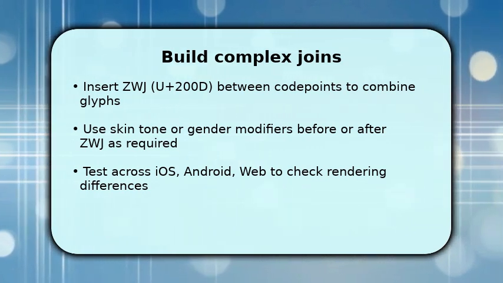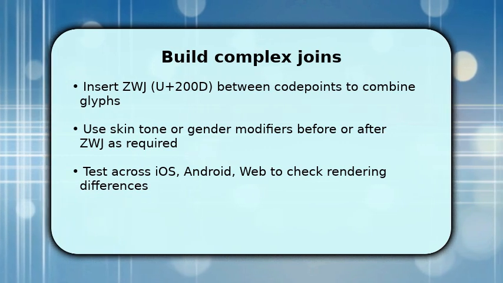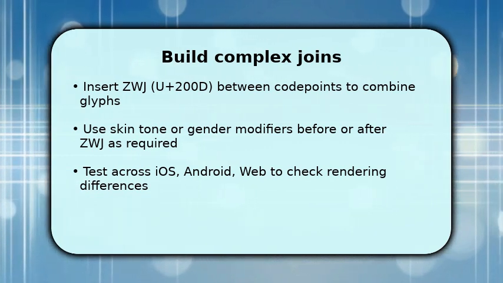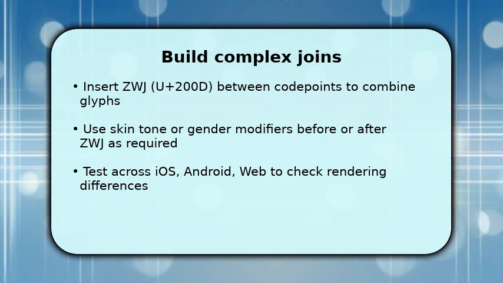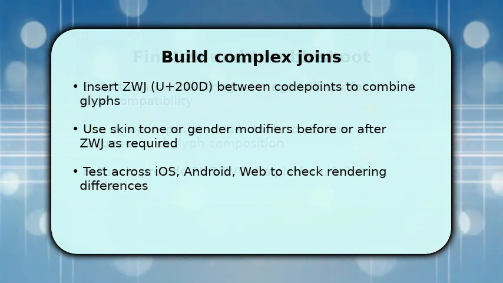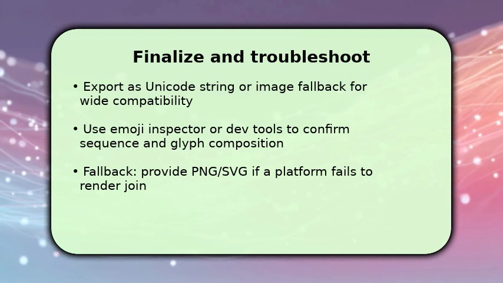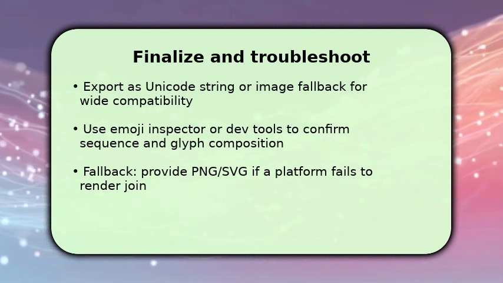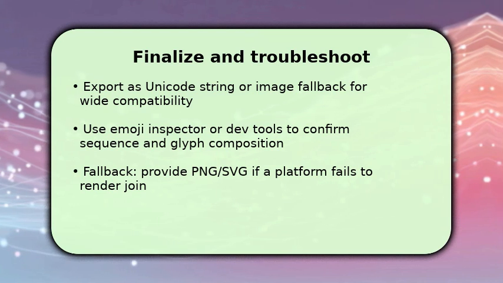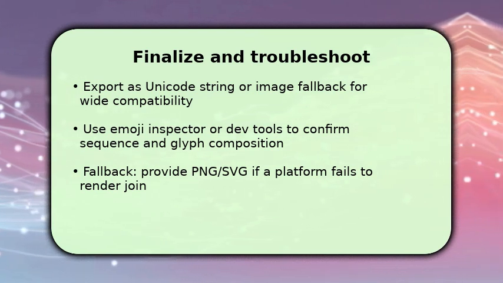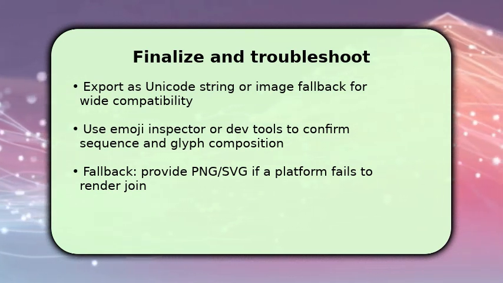If you plan to distribute, package as a sticker or image fallback, since not all platforms render long ZWJ sequences identically. To finish, export the final sequence as a Unicode string when platform support exists. Otherwise, create an image fallback so everyone sees the intended design. Once exported, test on several devices and browsers.